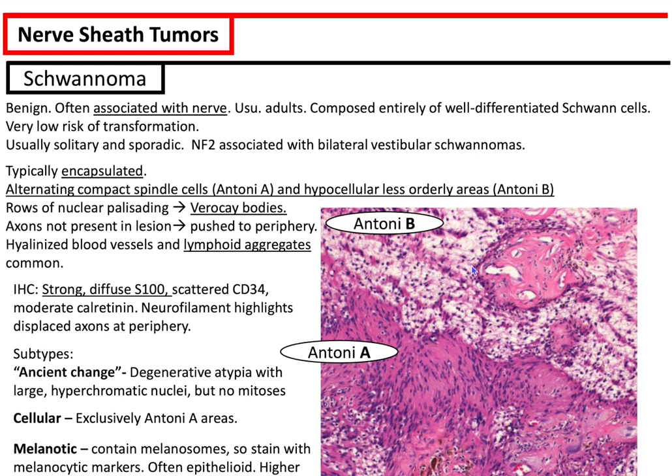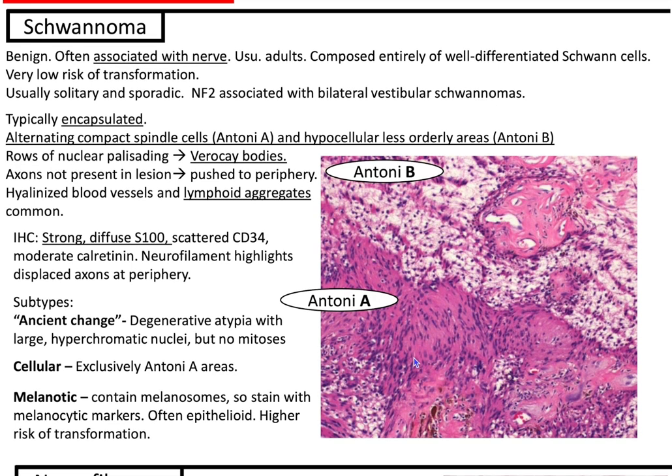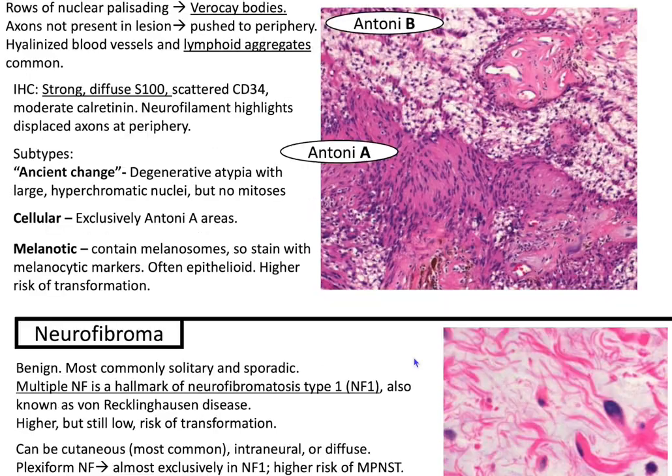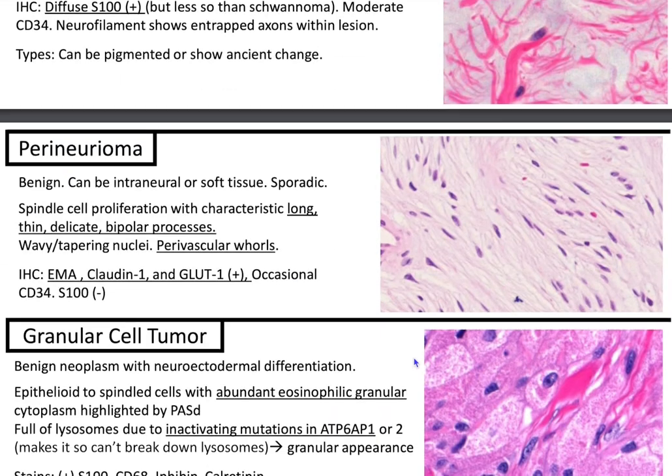Nerve sheath tumors. Schwannoma: Antoni A, hypercellular; Antoni B, myxoid, hypocellular. Your Verocay bodies are in Antoni A. You can have ancient change, which looks atypical but should have no mitoses, and you can have exclusively Antoni A schwannoma and melanocytic schwannoma. Neurofibroma, multiple neurofibromas, hallmark of NF1. If you have plexiform neurofibroma, like your bag of worms, almost exclusively in NF1. Randomly oriented spindle cells with shredded carrot collagen, diffuse S100, but less so than schwannoma.